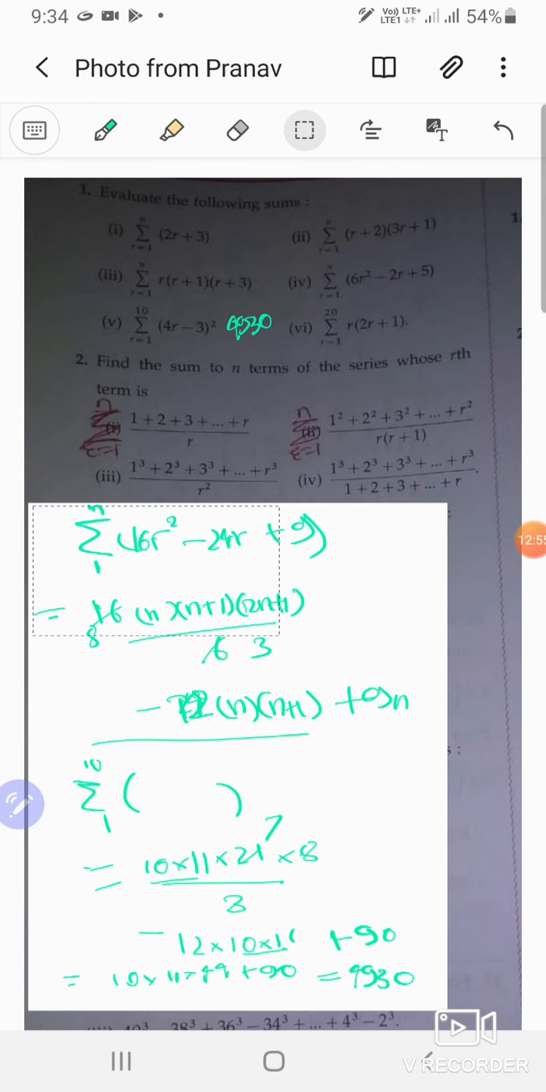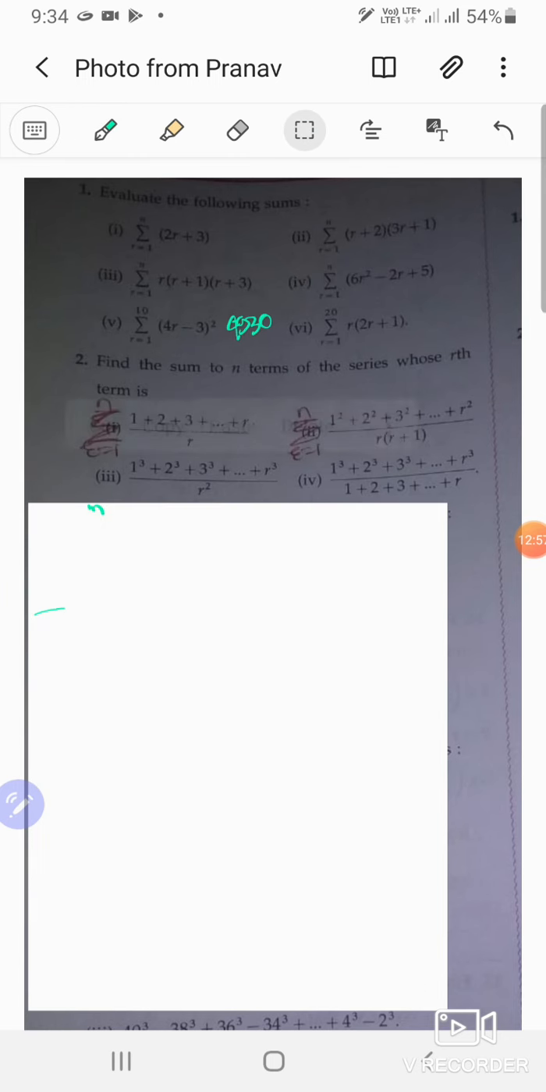Okay, so the next question is summation from 1 to 20 of r of 2r plus 1. Okay, once again the same idea. We're just going to use this thing first. So let's first of all find out this thing, summation from 1 to n of r into 2r plus 1. That is you got 2r squared. It's like this thing is supposed to be 2r squared plus r.